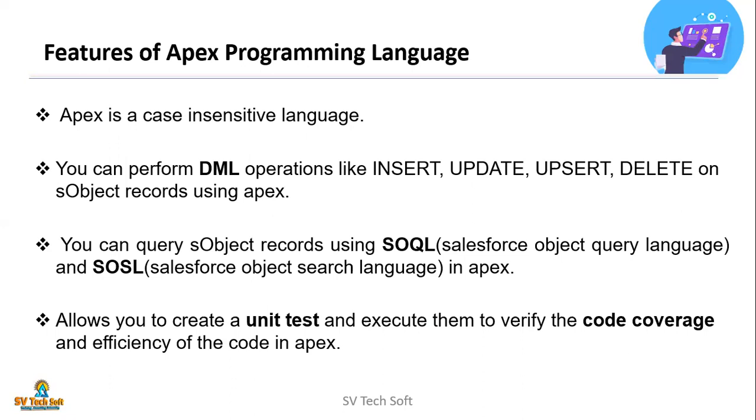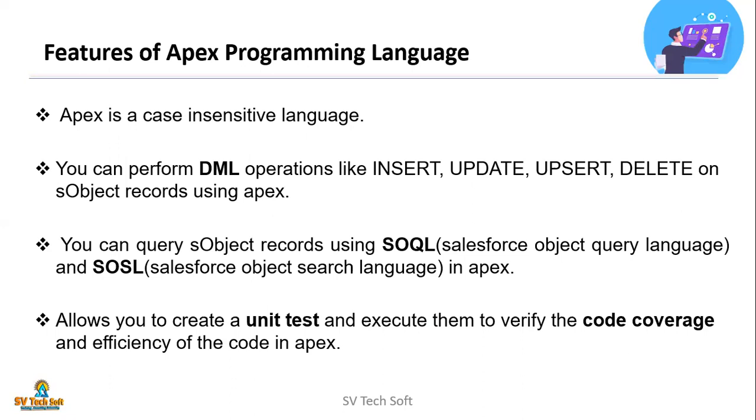By using Apex, you can perform DML operations: you can create a record, update an existing record's information, or do an upsert. Upsert is a combination of both insert and update, and that is why we call it upsert. You can also delete a record, which means removing the existing record from the object, using Apex.